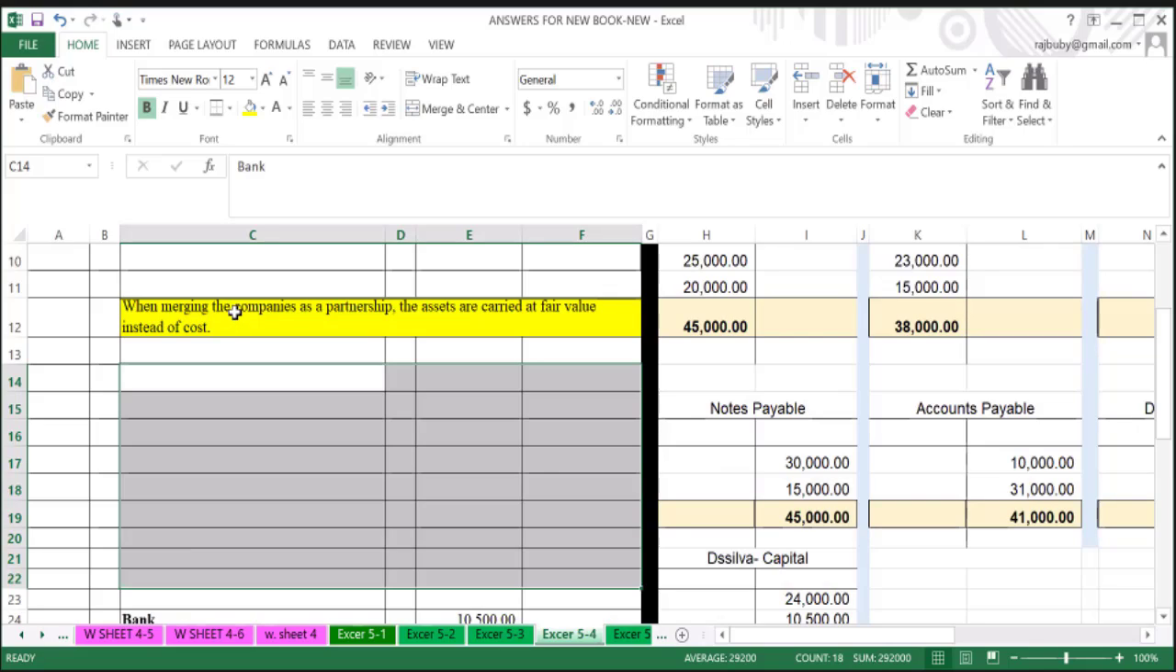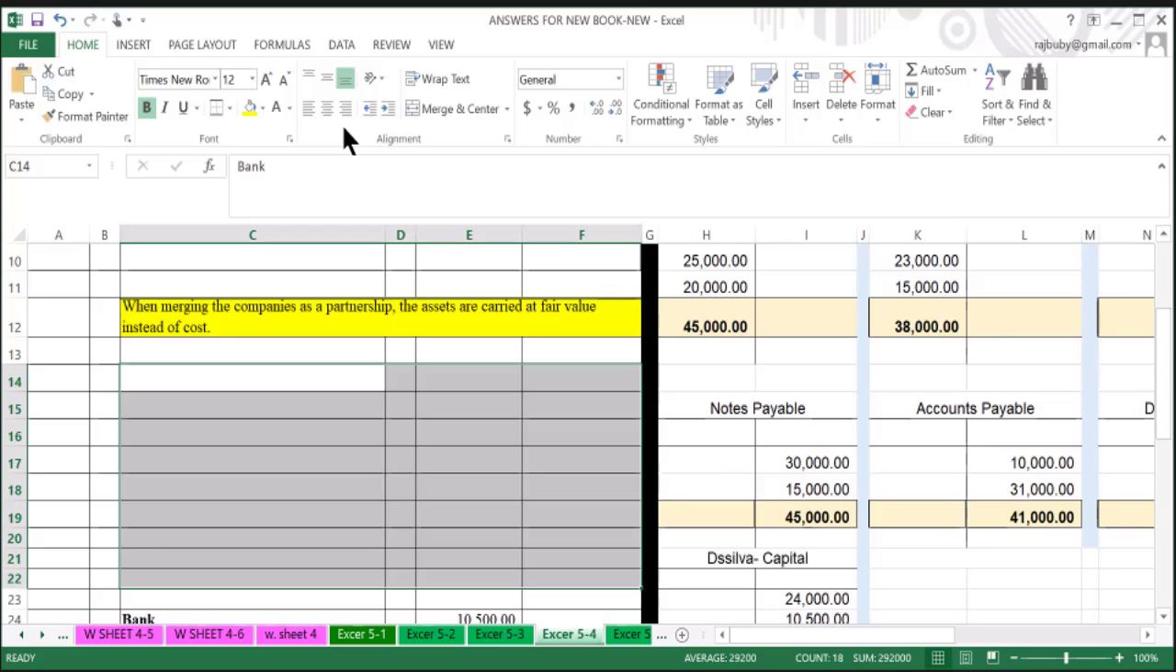Yes, they agree that we have to change the value in the trial balance. Yes, this is the book value. This is their book value. The second table is the fair value. We are going to merge as a fair value.